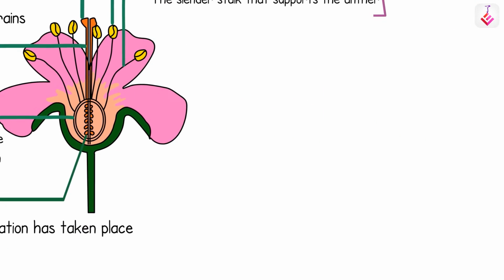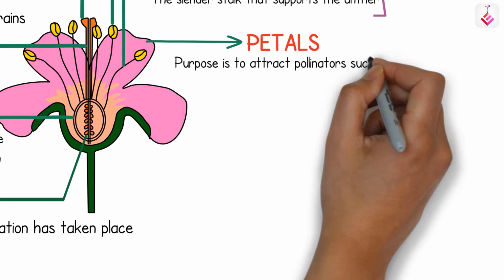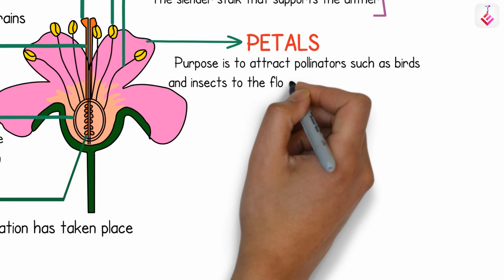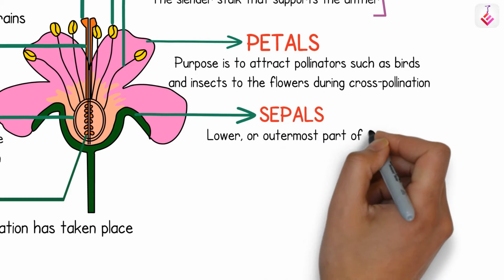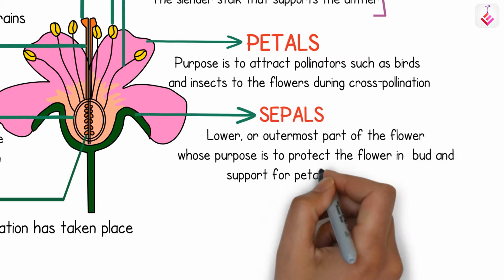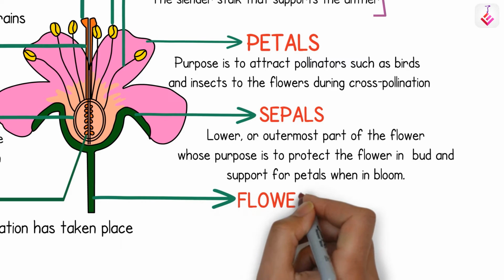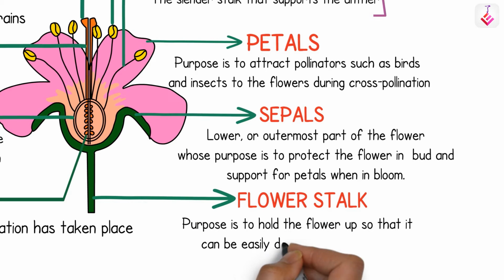Besides the male and female parts, a flower has petals. Their purpose is to attract pollinators, such as birds and insects, to the flowers during cross-pollination. Sepals, the lower or outermost part of the flower, whose purpose is to protect the flower in bud and support the petals when in bloom. Flower stalk. Its purpose is to hold the flower up so that it can be easily detected by pollinators.